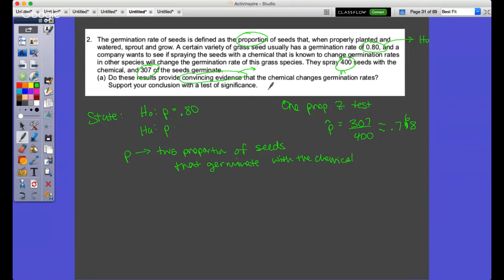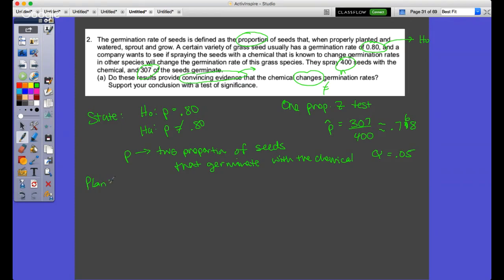And the question is, does the chemical change germination rates? Changes just simply means not equal to. It doesn't say less, it doesn't say greater. We're just going to say that it's not equal to 0.80. Alpha level is not given, so we'll just say it's 0.05, and we'll continue off of that.